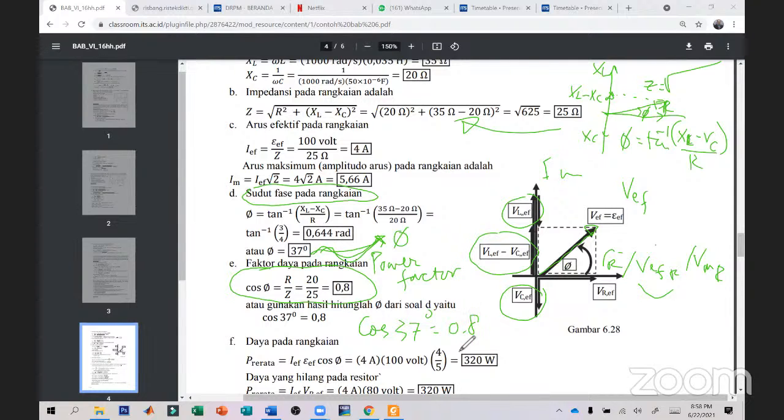So the power in the circuit is V effective, I effective, and then cos phi. So we can maximize the power in the circuit by adjusting cos phi to be 1. Jadi daya akan maksimum diserap pada rangkaian, ya tidak ada yang hilang dalam bentuk panas jika cos phi sama dengan 1.